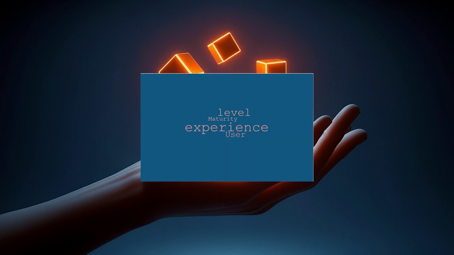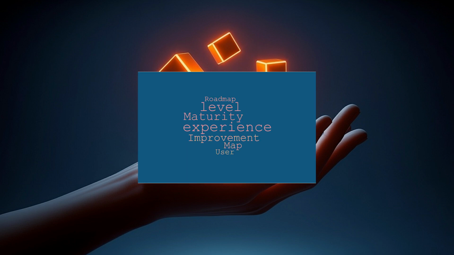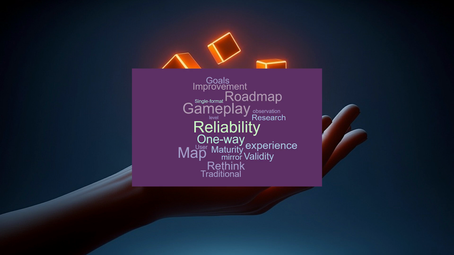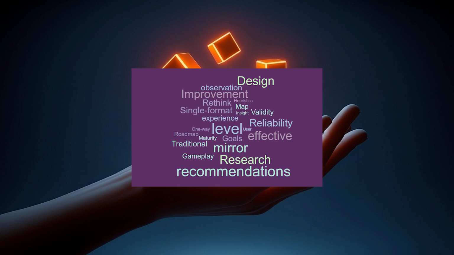First off, developers should always be aware of their and their firm's user experience maturity level. A roadmap shows which areas need improving. Rethink traditional user observation methods, like one-way mirrors, single-format observations, etc. Developers should have notions of validity, reliability, and goal or research at the forefront. Heuristics are effective in helping both app designers and research evaluators produce insights and design recommendations.